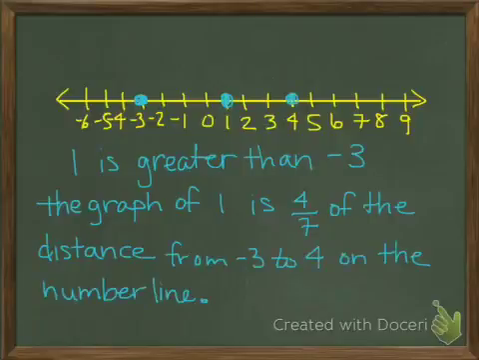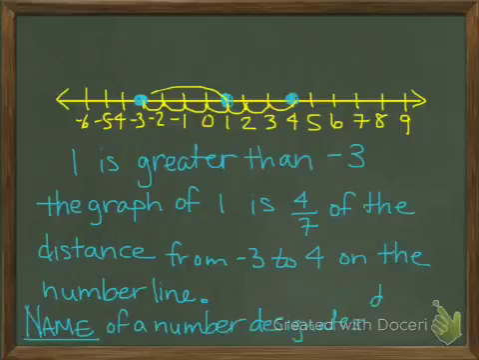the number line. And the way that you can tell that is looking at the spaces. There's 1, 2, 3, 4, 5, 6, 7 spaces here, and 1 is 4 out of the 7 spaces to the right of -3. So we say it's 4/7 of the distance from -3 to 4 on the number line. And this is kind of what we're going to be working with today.